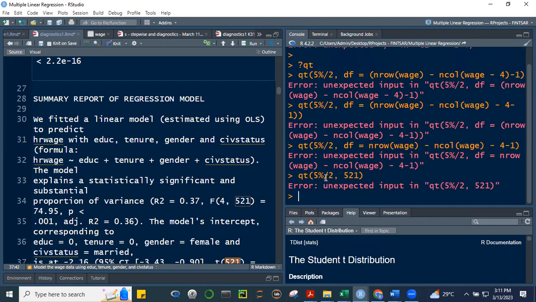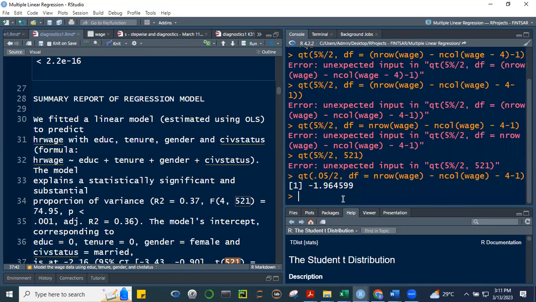P is, any comment here? Oh, the percent, yes sir. Ah, you're correct. This should be 0.05. 0.05 divided by 2. So this should have been correct, no? The other one. 0.05 divided by 2. And column minus 4 minus 1. Okay, this should be okay.